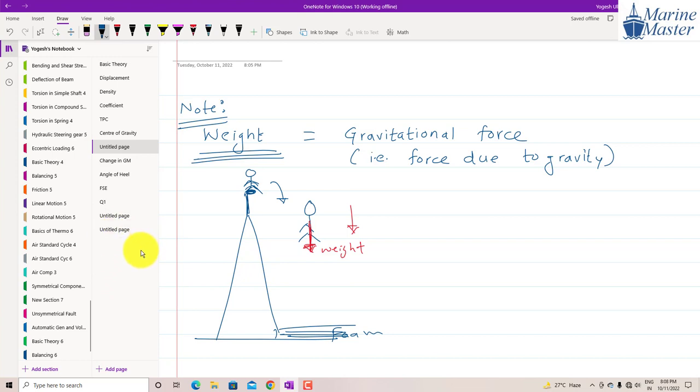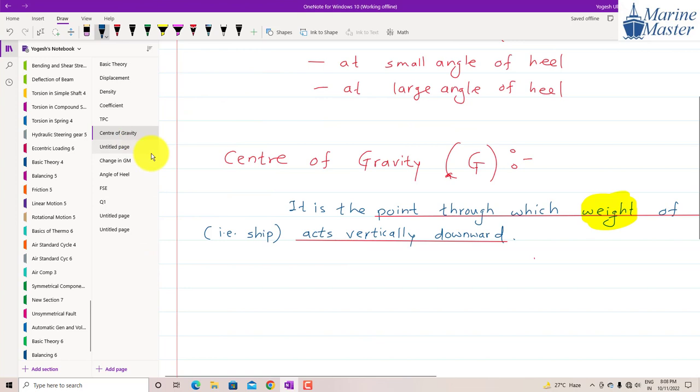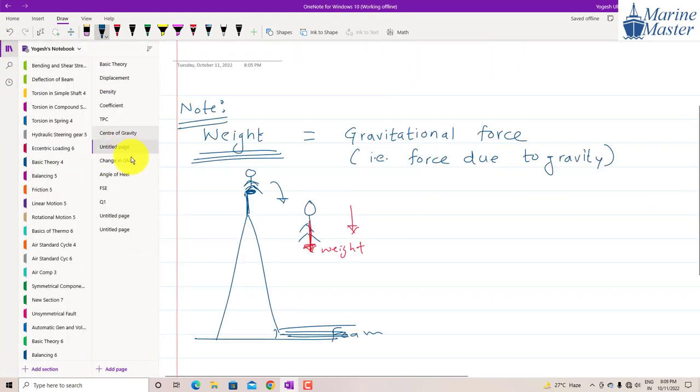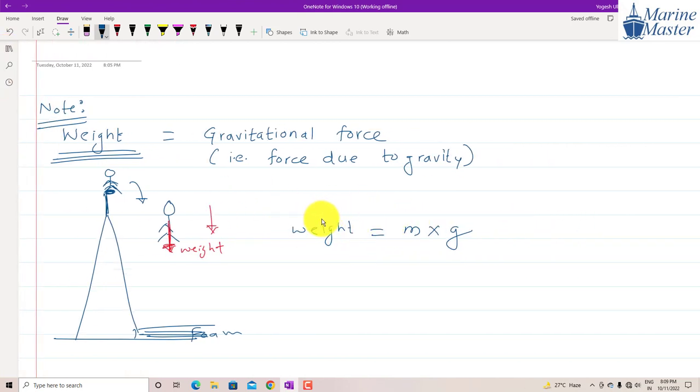Suppose now we need the weight of a ship, guys, just try to understand my point. Weight means what? What is the basic relation of weight? How do we define weight mathematically? We define weight mathematically by mass into g. What is the mathematical definition of weight?